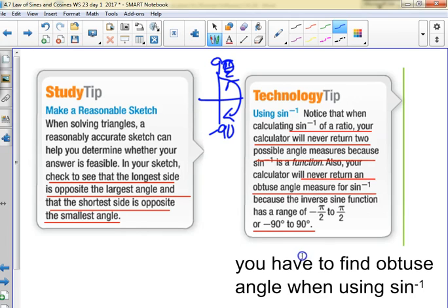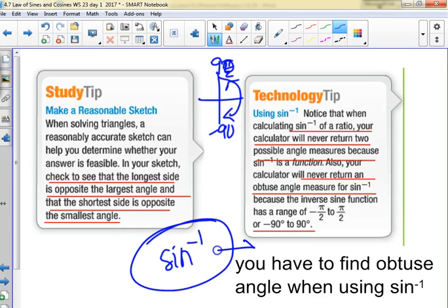So anytime you find an angle using second sine, or inverse sine, you're going to need to examine whether its supplement works. What does that mean? So you're going to do 180 minus the angle the calculator gives you, to find that possible supplement.